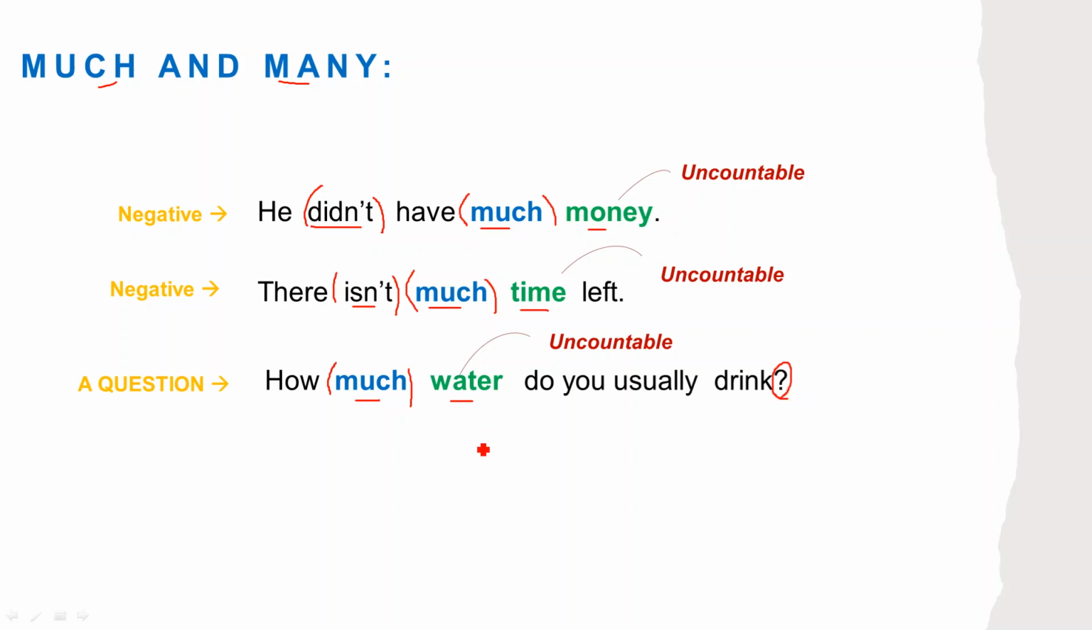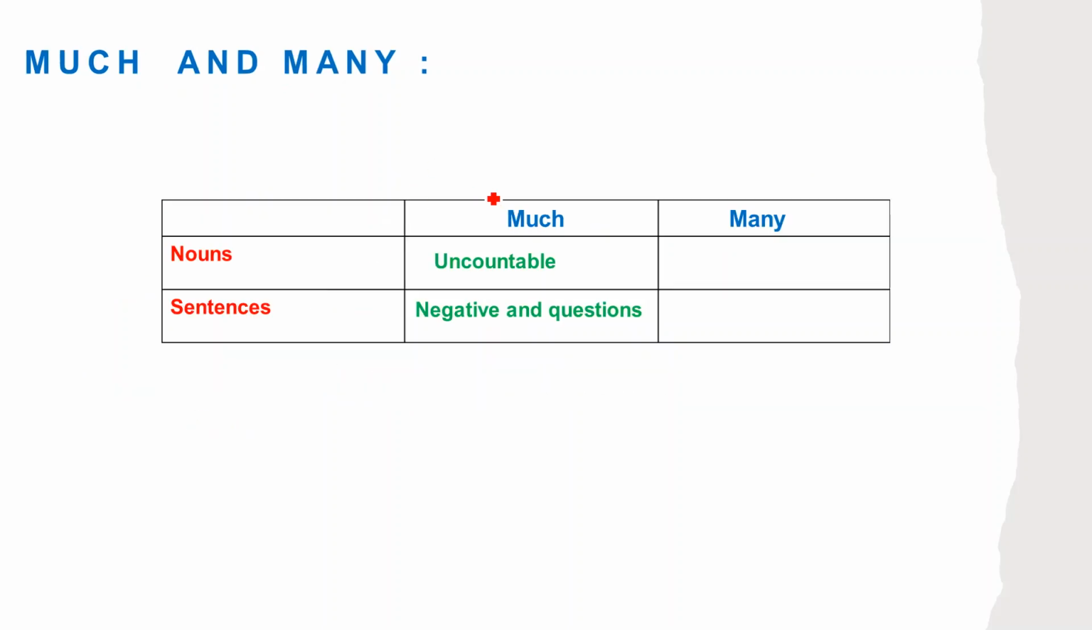Okay, so from these examples we can understand that we use much when we want to talk about uncountable nouns in the negative and in the question form. إذا كلمة much تستخدم مع الأسماء الغير معدودة وأيضا في جمل المنفية وفي جمل السؤال فقط. Okay, so again كلمة much تستخدم مع الأسماء الغير معدودة وأيضا في حالة النفي وفي حالة السؤال فقط. هاي بالنسبة لكلمة much. This is very important for you to memorize.